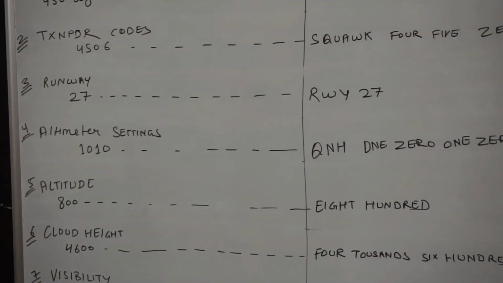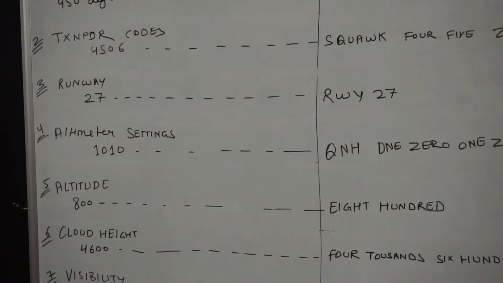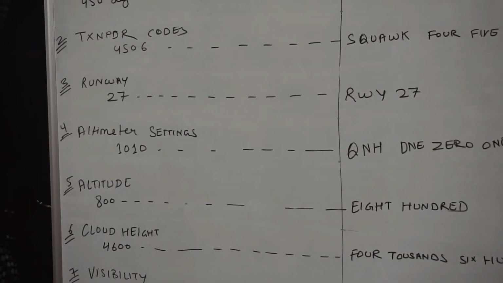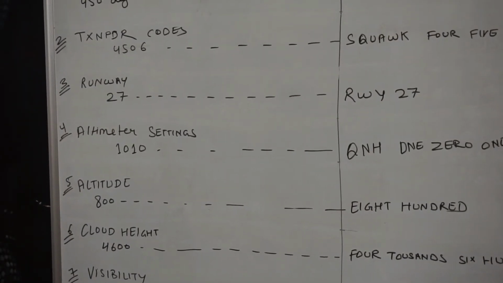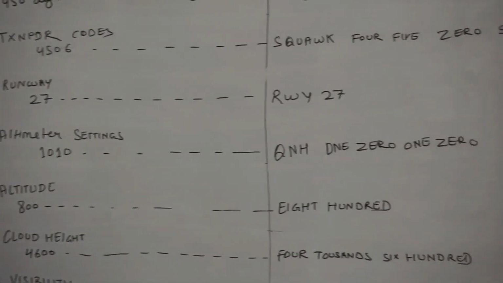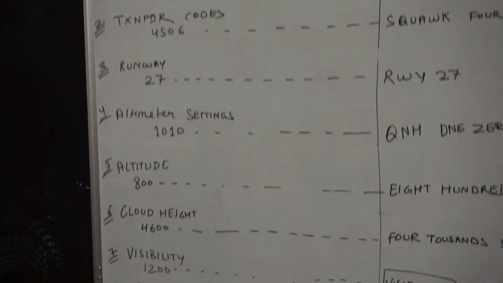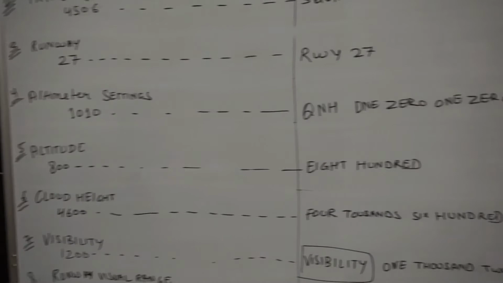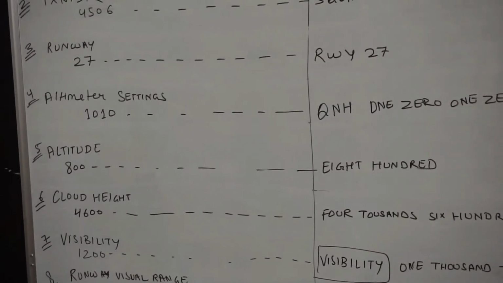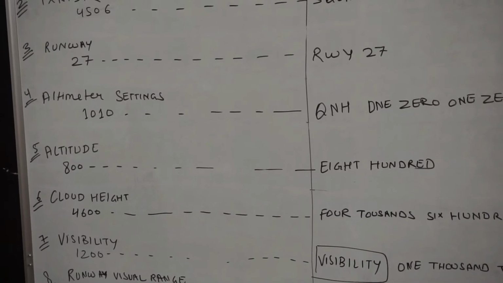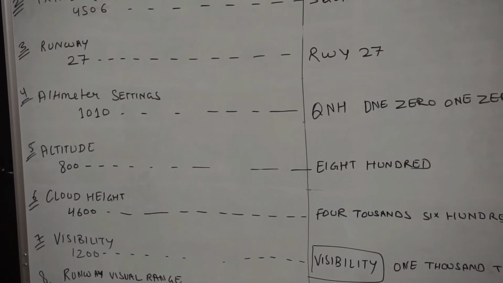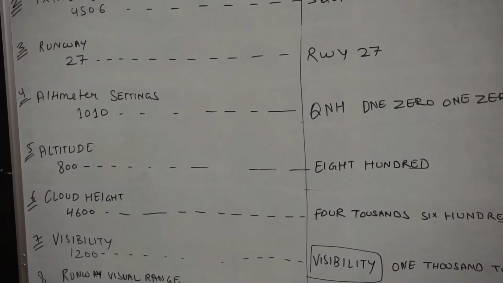Altitude, it is 800, and we'll say 800 because both the last two digits are 00, so we can use 800. And the cloud height is 4600. Here also we can use 4600 because the last two digits are 00. If in case it is not, then we have to use the numbers and transmit them individually.